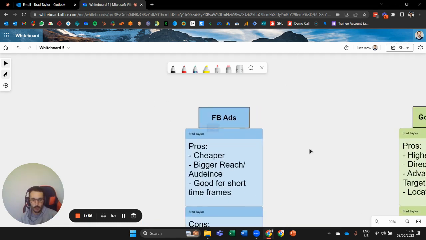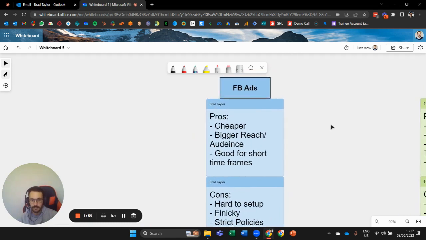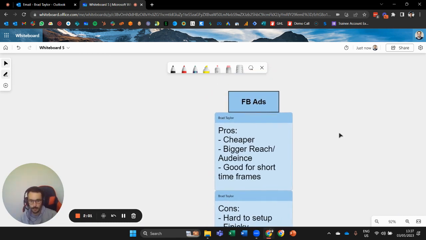If we start with Facebook ads, probably the one you've all seen, and can I say dipped your toe in? Now, when I talk about Facebook ads, I'm talking about the proper business Facebook ads. I'm not talking about boosting. Boosting, and I'm going to say it, and it's probably controversial, is a waste of money.